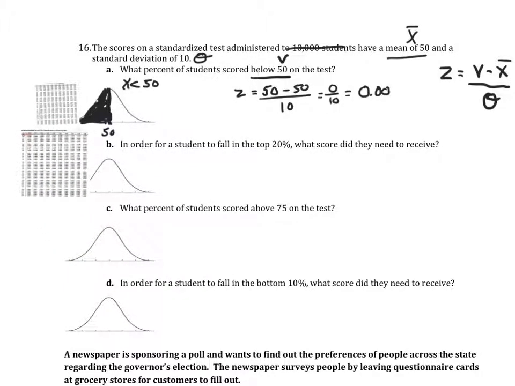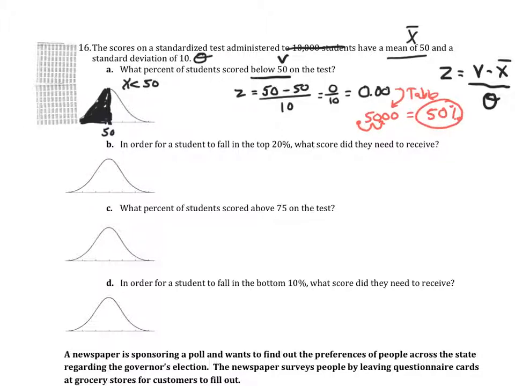So I'm going to write equals, once we use our table, I'll write table here, we're going to get 0.5000. We change this to a percent, so we move it over 1, 2. So what we get is 50%. Now it says below, so we don't have to do any subtracting from 100. This is going to be our answer.